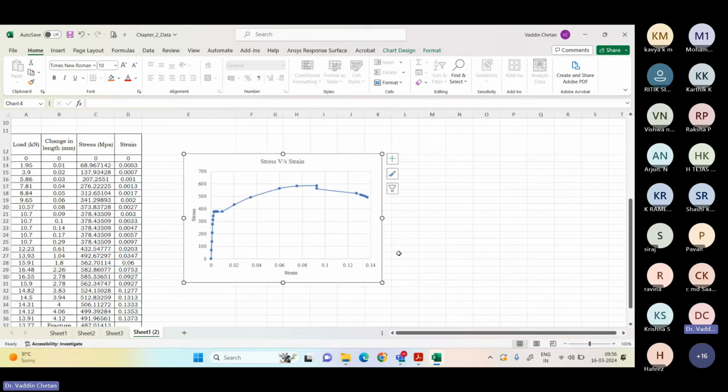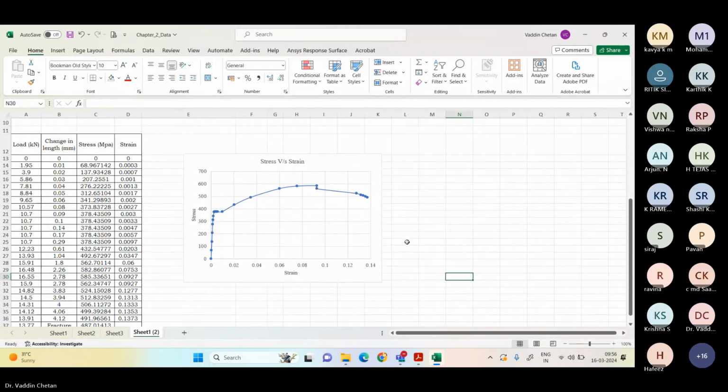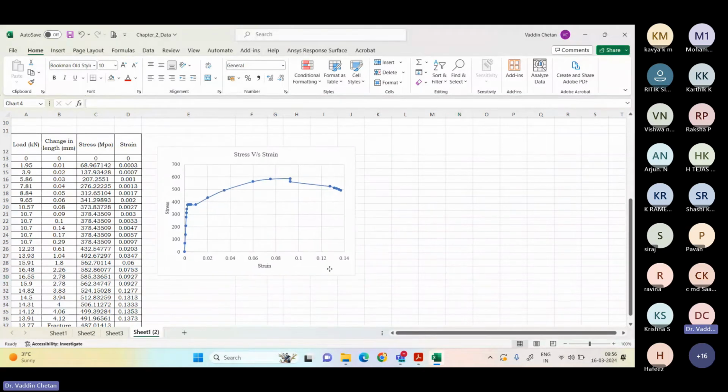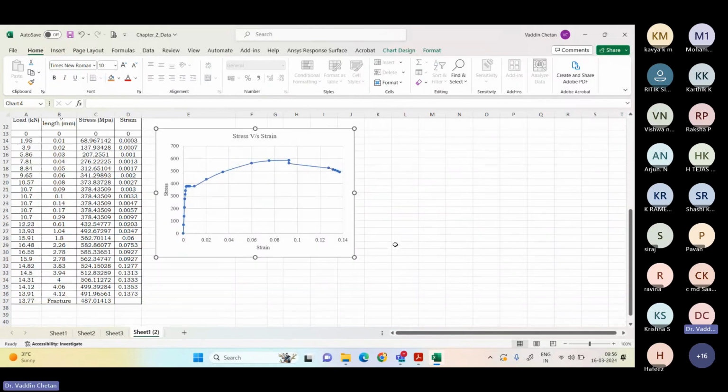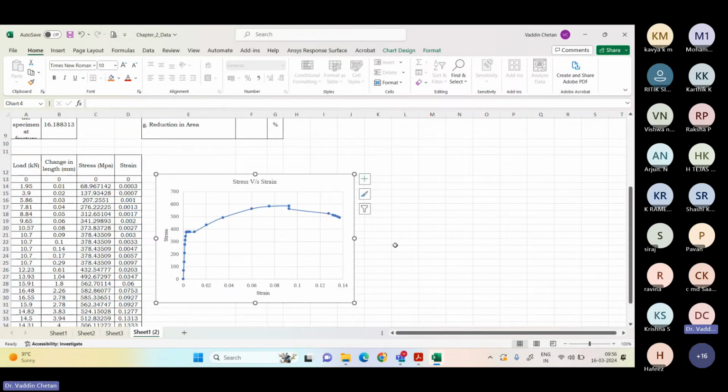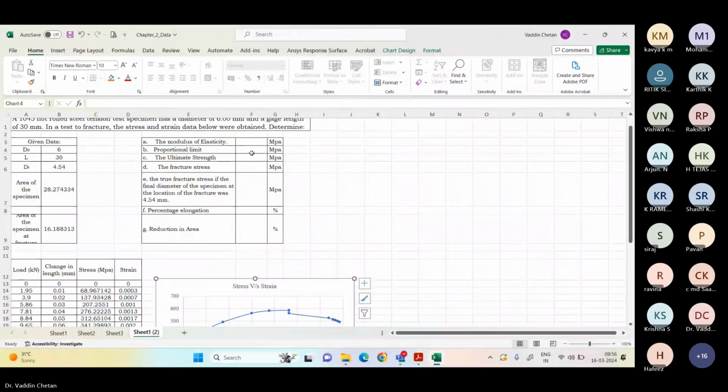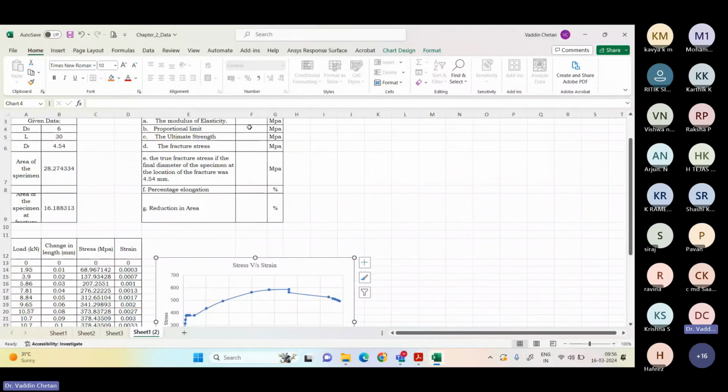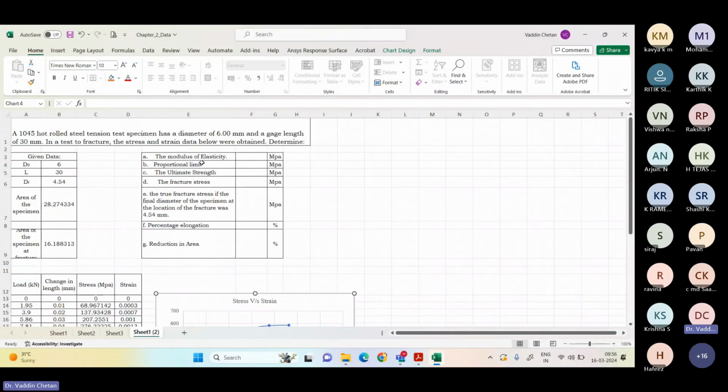Now I got the stress strain curve for a ductile material. So now let me go on working with this. I need to calculate the modulus of elasticity, proportionality limit, ultimate tensile stress, fracture stress, and all.